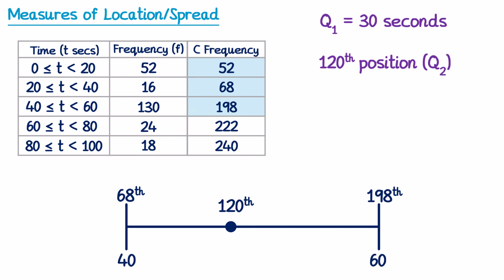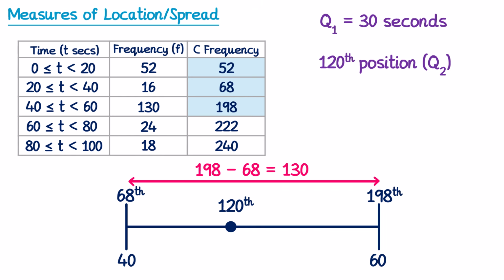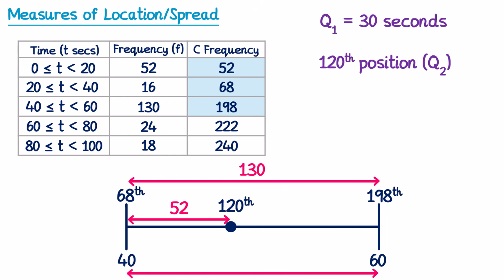We'll work out the difference between the two cumulative frequencies here, which will tell us how many numbers are in the interval, and for this one it's 130. Then we want to consider how far the 120th value is through this interval. We can do that by doing the difference between 120 and 68, and this gives you 52. We then consider the same sort of values, but rather than for the frequencies, for the time. So the difference between each end of the interval in terms of time would be 60 subtract 40, which is 20 seconds.